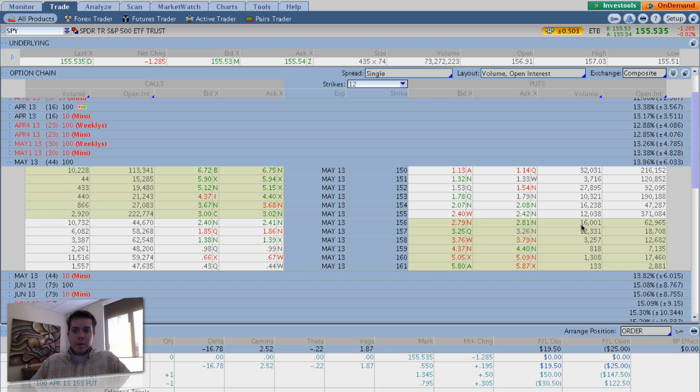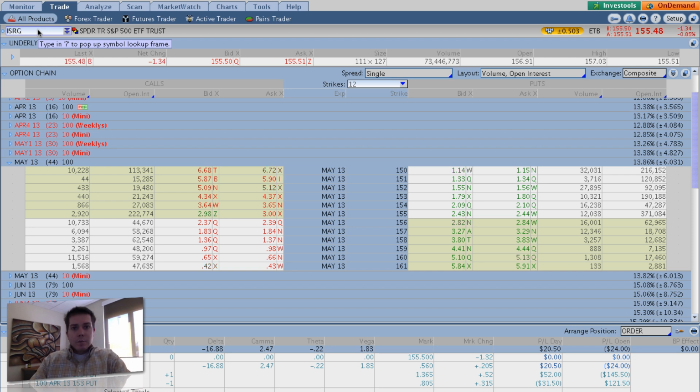So in this case, you can see the volume is well over 500 and the open interest is well over 1,000. So we have an extremely liquid options market here in SPY. This is definitely tradable. Let's look at something else that you may consider trading from an options perspective.